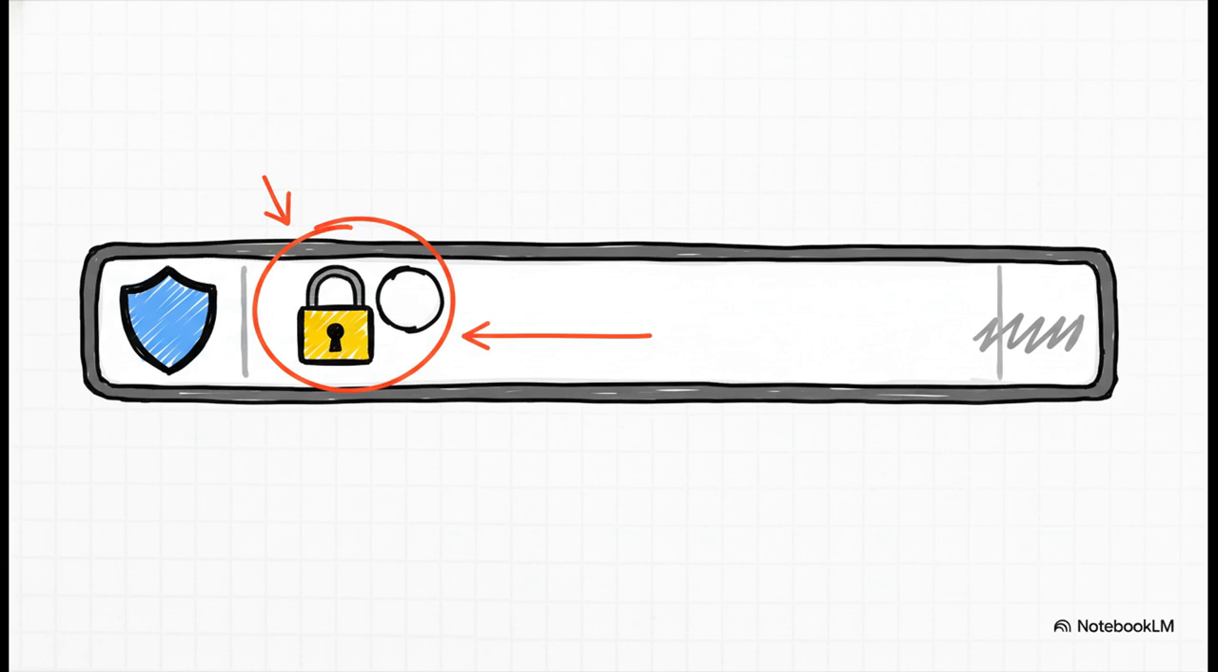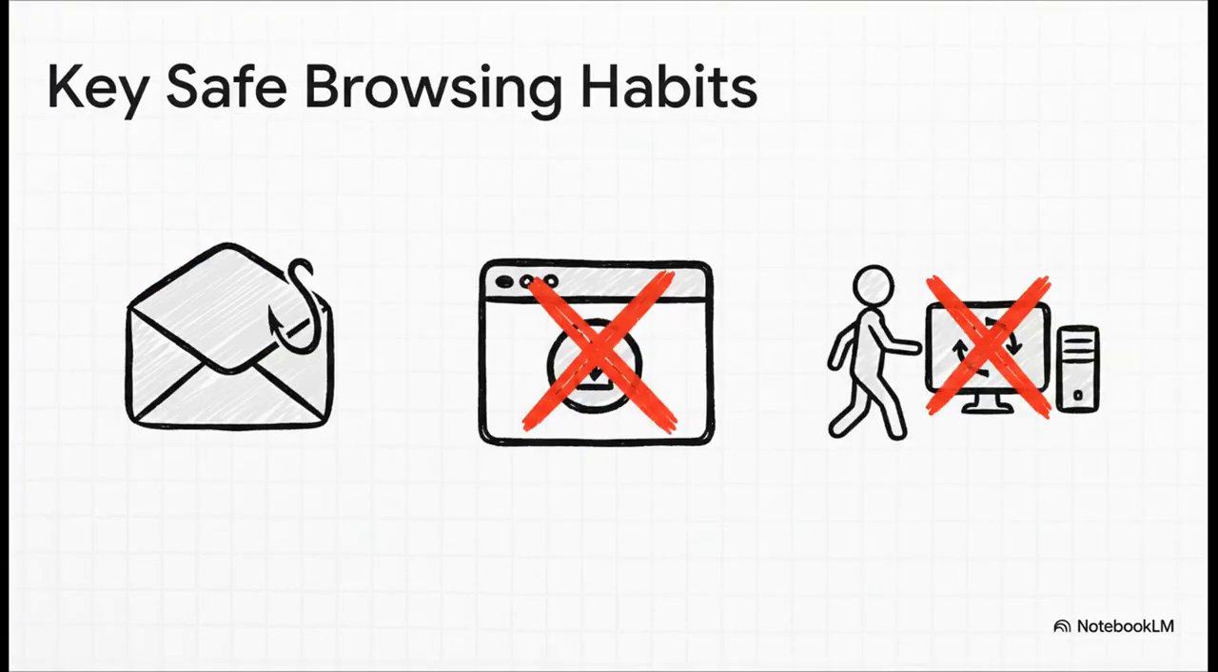That lock, that's your best friend online. It's your sign that the connection is secure. Now, beyond that lock, your best defense is just building smart habits. If a link in an email looks even a little bit weird, just don't click it.